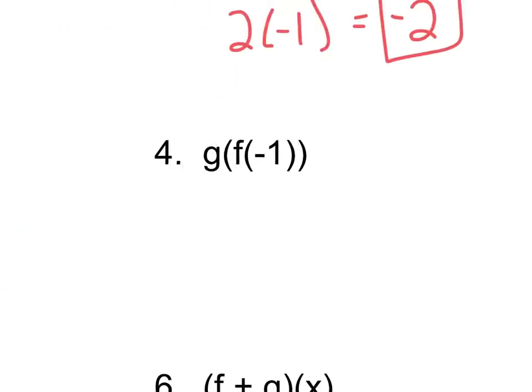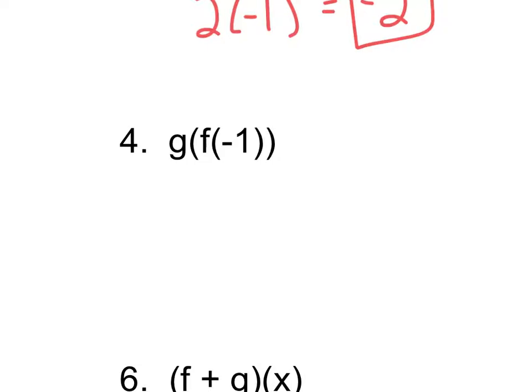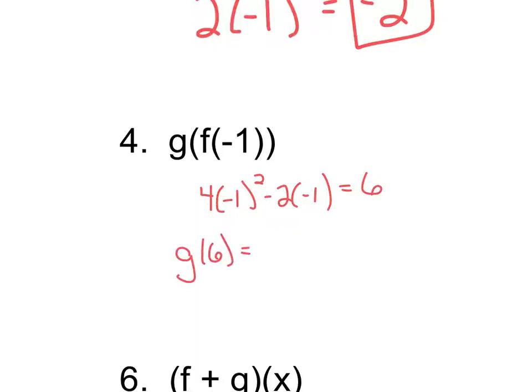Same thing on the next one, except first we use the f function. So 4 times negative 1 squared minus 2 times negative 1. Don't forget your parentheses. If you do that correctly, you should get 6. Then I use that, and I find g of 6. Let's see if we plug that in. It's 2 times 6, and we get our answer is 12.